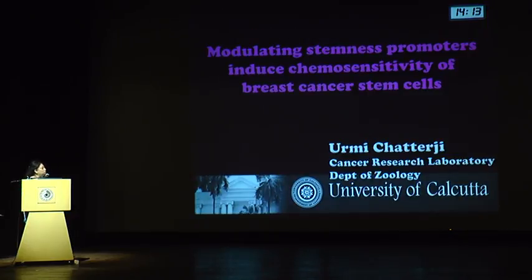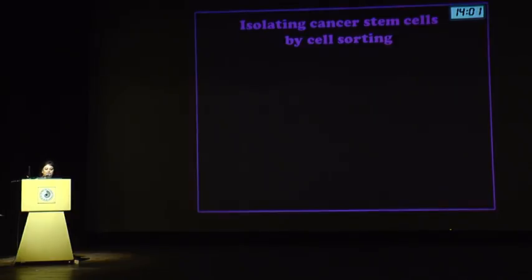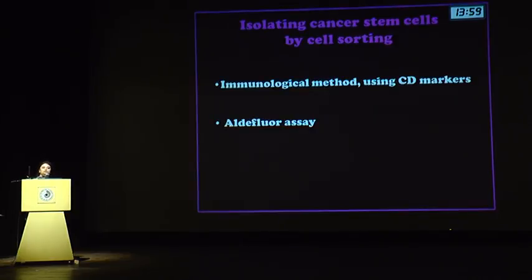So what I'm going to focus on today is how we can increase the chemosensitivity of those breast cancer stem cells by modulating some of these stemness promoters. The first thing we did was to isolate the cancer stem cells, because we first needed to understand what they are, how they behave, before we could do anything with them.